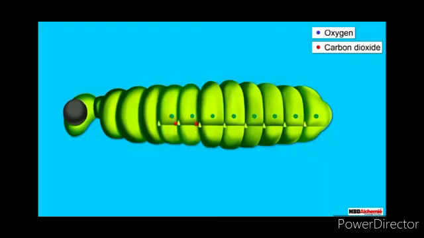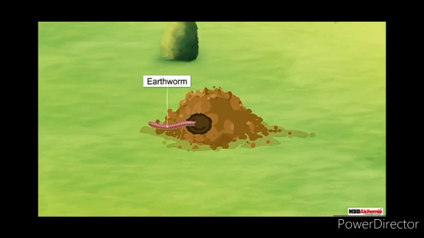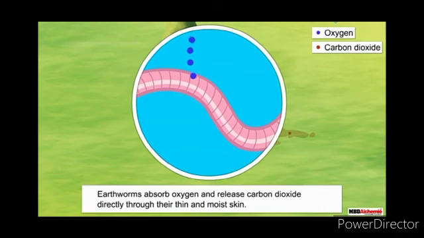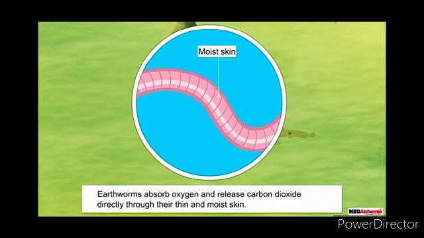through the same path. Now, there are some other animals that do not have special body parts for breathing. Instead, they breathe through their skin. For example, an earthworm. Earthworms absorb oxygen and release carbon dioxide directly through their thin and moist skin.